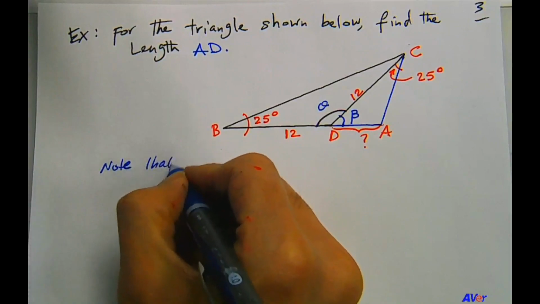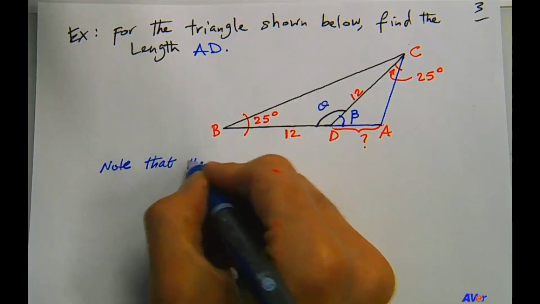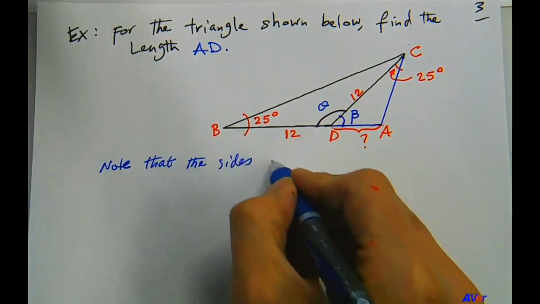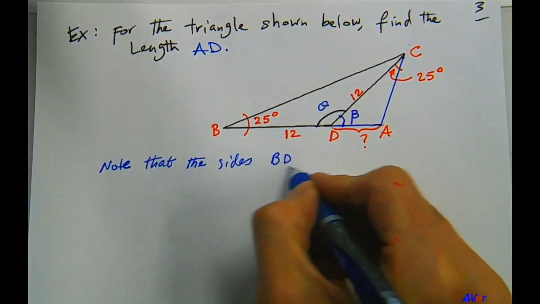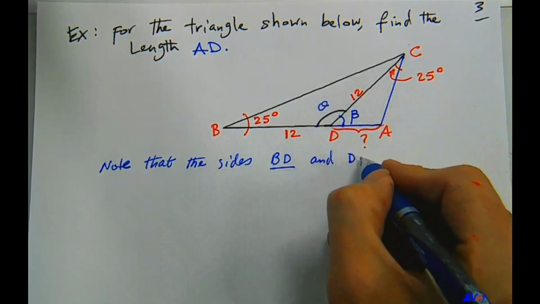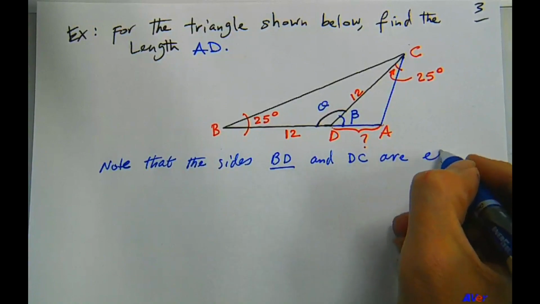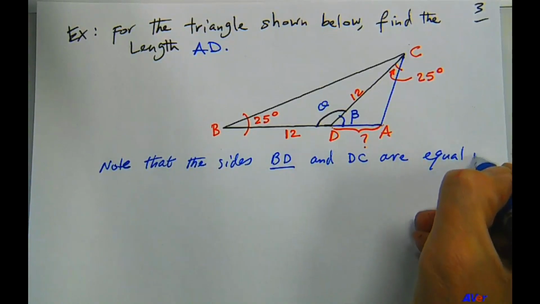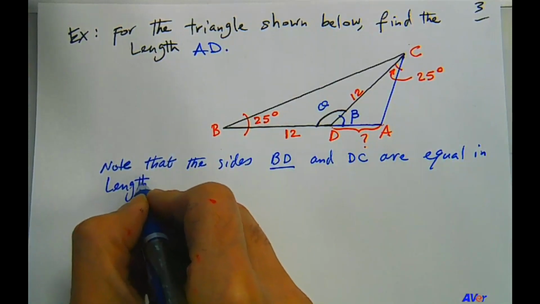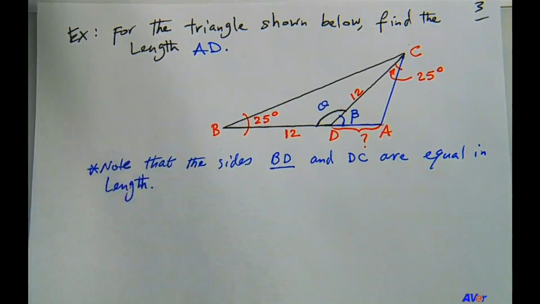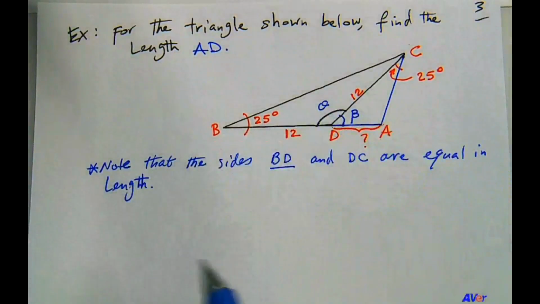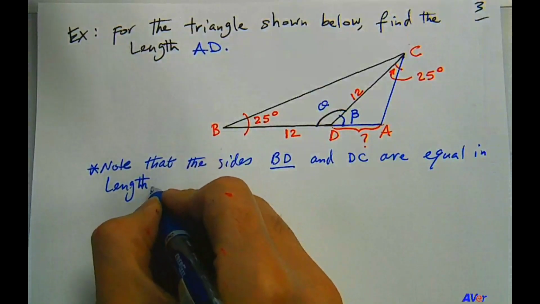So note that the sides BD and DC are equal in length, right? That's the first thing we should notice. So if that's these two sides, this is an isosceles triangle.